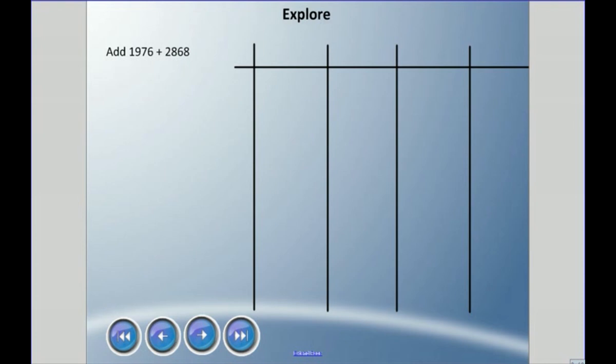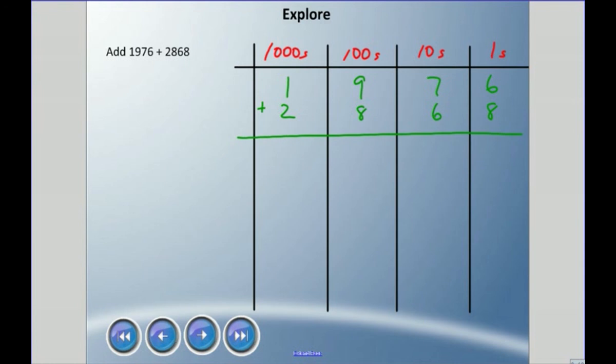And then our last method here is using columns. And so we're going to put, this is the ones, this is the tens, this is the hundreds, and this is the thousands. Okay, and so I'm going to write 1,976, and I'm actually adding 2,868. And draw a line across. Piece out these individual columns. Well, 6 plus 8 is 14, 7 plus 6 is 13, 9 plus 8 is 17, and 1 plus 2 is 3. Draw another line across. Well, I'm going to deal with this hundreds column.